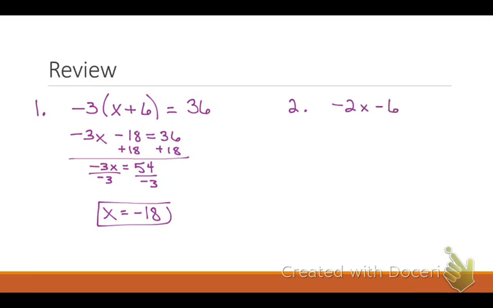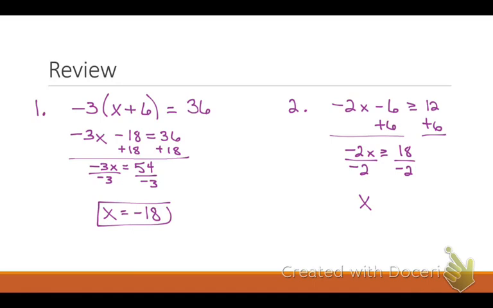-2x minus 6 is greater than or equal to 12. Okay, I need you to solve this inequality and graph your solution. All right, so add 6 to both sides first. -2x is greater than or equal to 18. Then when I divide both sides, oh, you did forget one thing though, Caleb. Check it again. Divide both sides by -2.